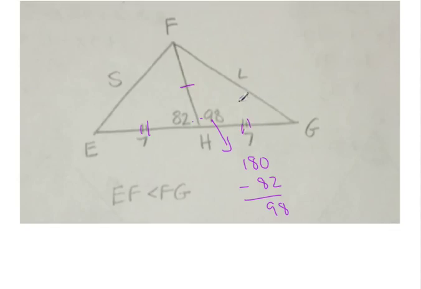So the larger side is going to be across from the larger angle. Here's my larger angle, so the side opposite it is larger. So my small side is EF. EF is less than FG.